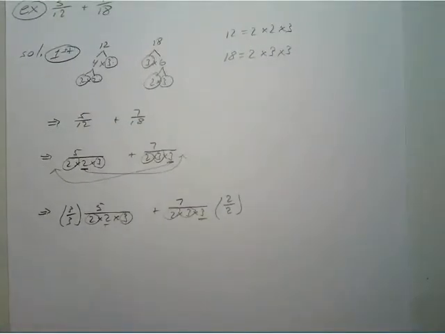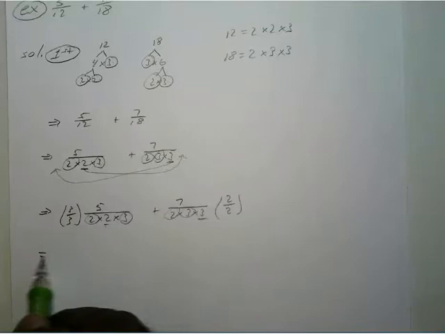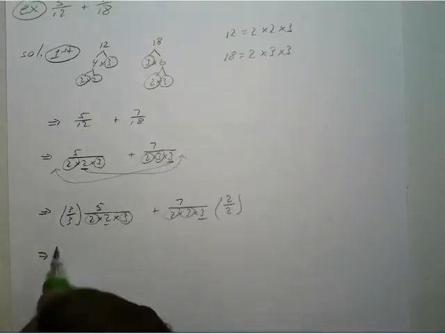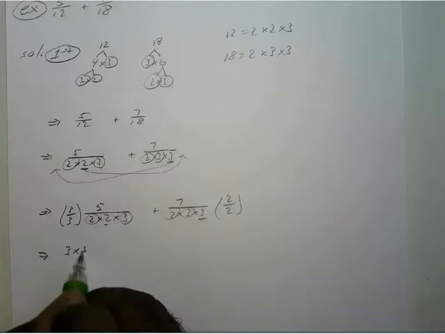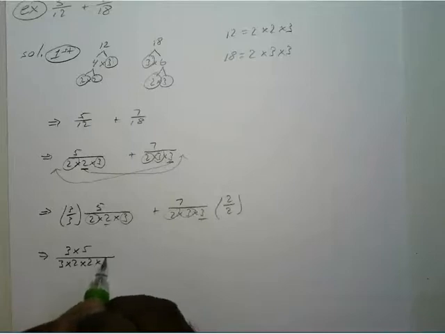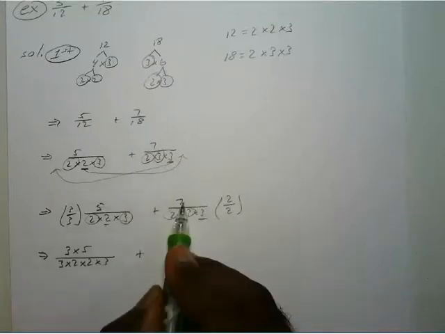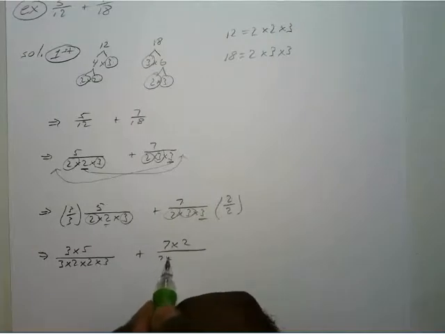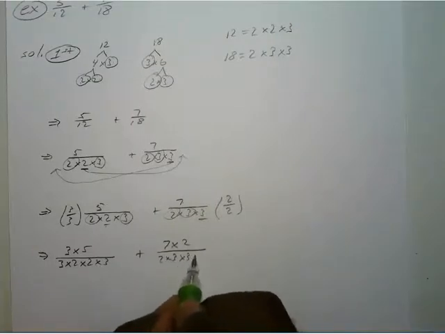If we look at our denominators, we have 2, 2, 3, 3, and 2, 2, 3, 3. So our denominators match. We just have to multiply our numerators now. So you have 3 times 5 over 3 times 2 times 2 times 3, plus 7 times 2 over 2 times 3 times 3 times 2.